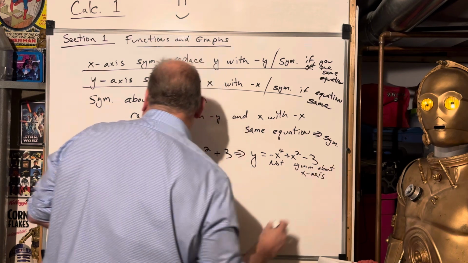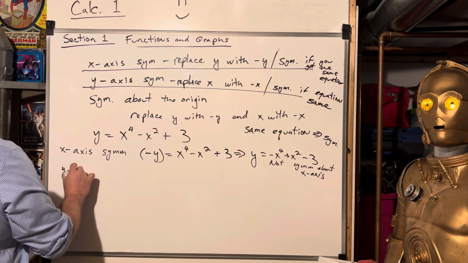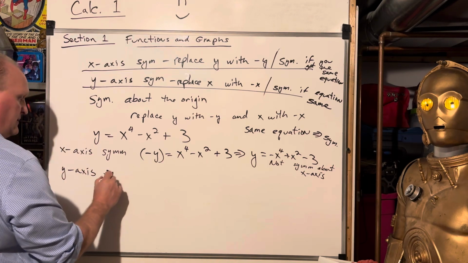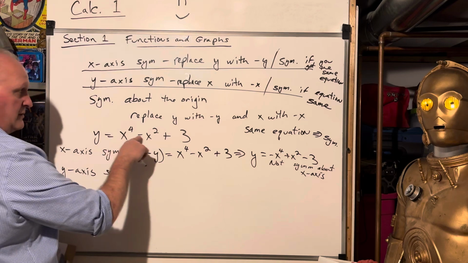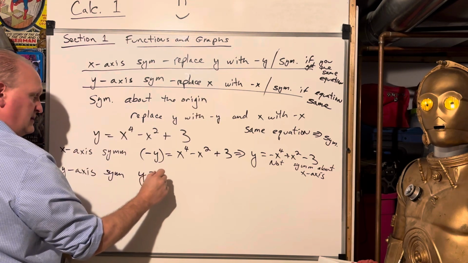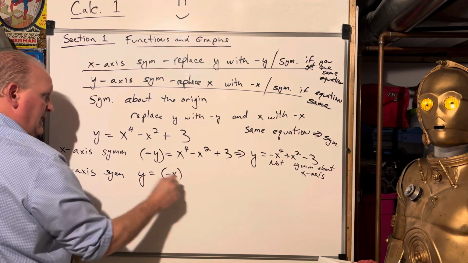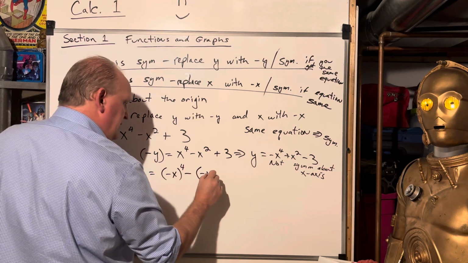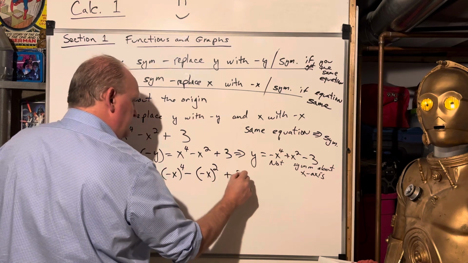All right. To see if it's symmetric about the y-axis, so y-axis symmetry, what we're going to do is we're going to replace all of the x's with a negative x. So y stays the same. I put in a negative x where that was. It's still to the fourth. Minus a negative x, and then it's squared, and then plus 3.